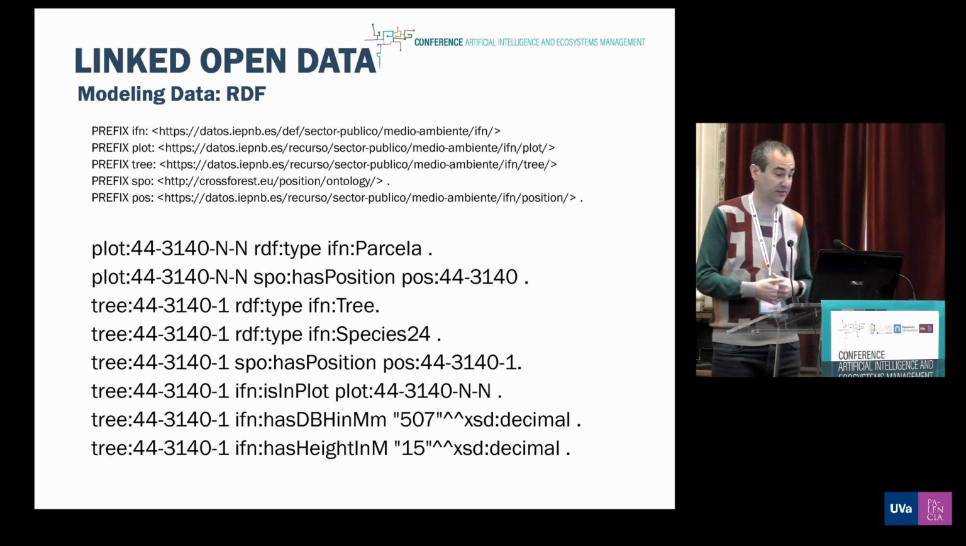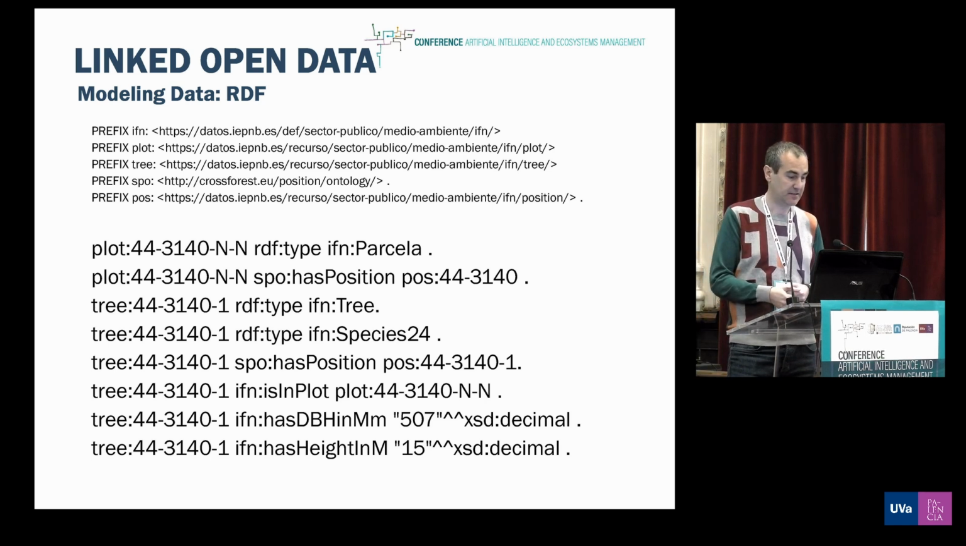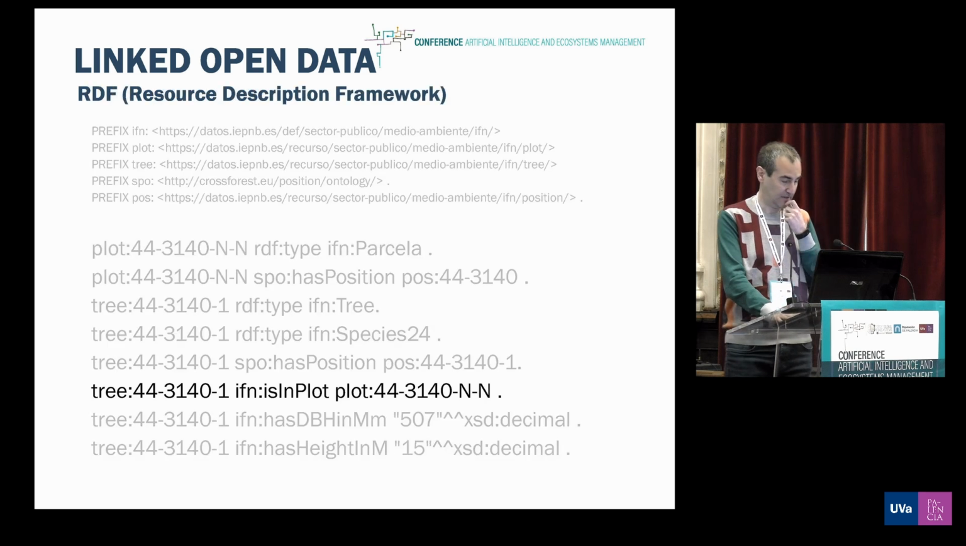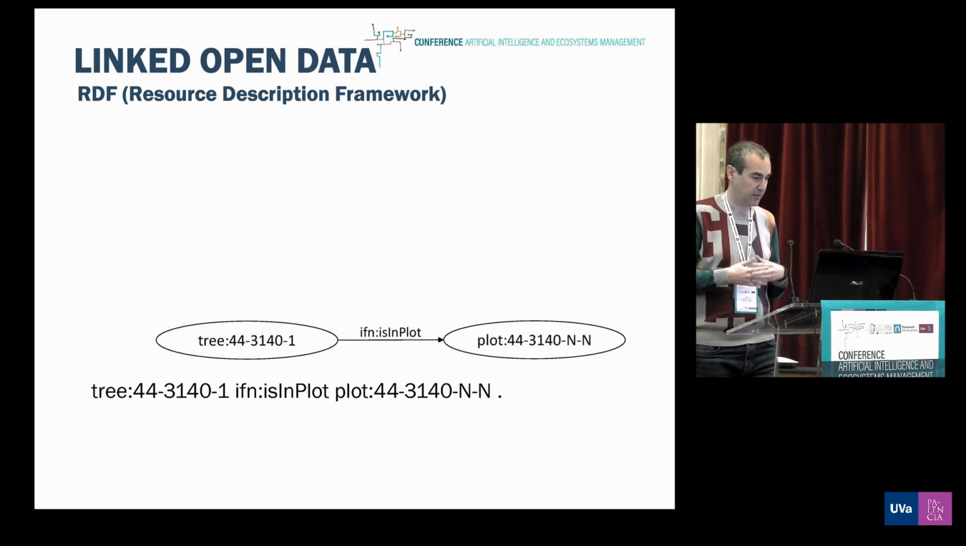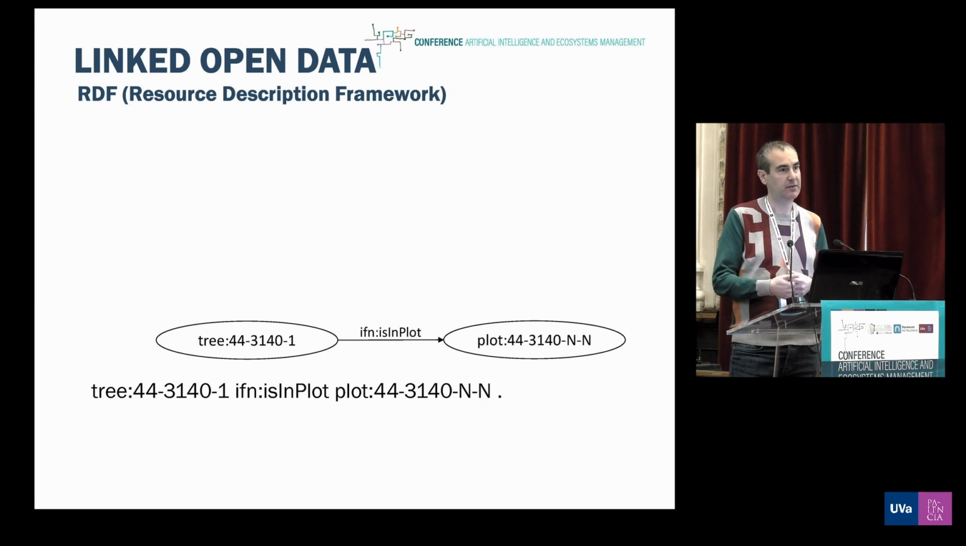And what is RDF? Basically, an RDF dataset is a bunch of triples that have the form subject, predicate, object. For example, here we have these prefixes, which define what we call the namespace of the IRI. All of the elements are either an IRI or a literal. If we check this one, for example, it's basically saying that this tree is in a specific plot. This can be seen as two nodes connected by an edge.